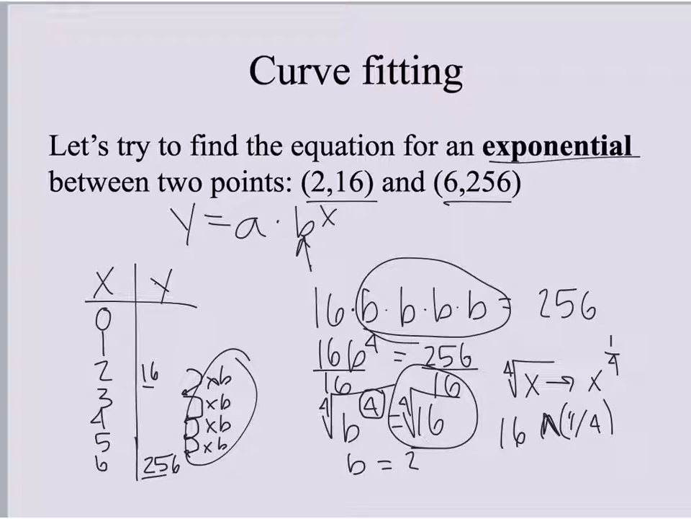Okay, so I'm going to just double check that that works. So 16 times 2 is 32. 32 times 2 is 64.